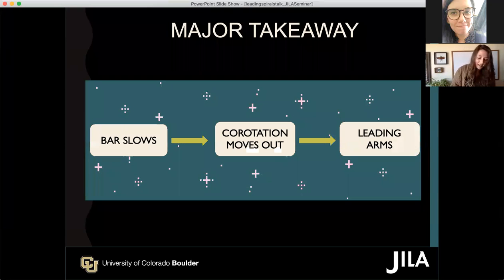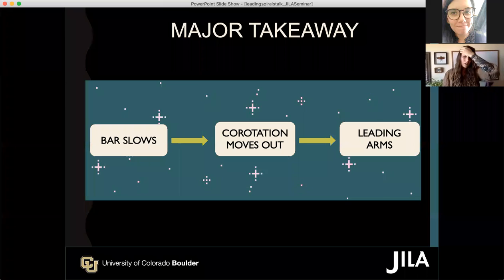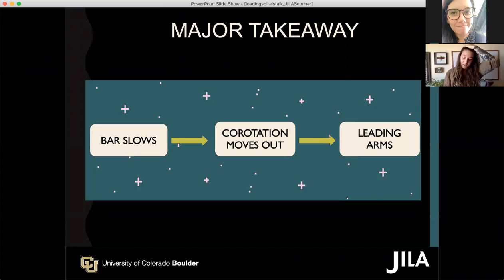Okay, so the major takeaway from this work is that if the bar is slowed significantly enough, it will move co-rotation outwards beyond the disk, allowing for long-lived leading spiral structure. So while we've proven that this is possible with a counter-rotating halo, we hypothesize that any mechanism that torques the bar and slows it down and moves co-rotation out will allow for leading spiral arms.